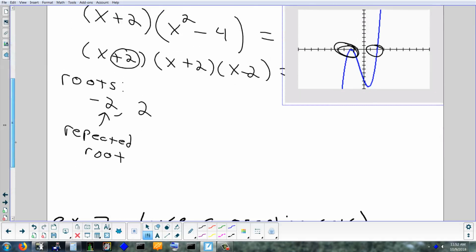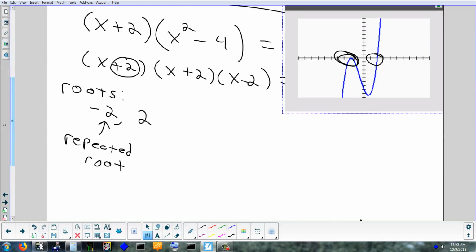Okay, it's repeated twice. When you write answers on a test, you don't have to write that it's repeated. You can just write that and you get full credit. Okay, but that's what repeated roots look like. They bounce, you just touch it and move away from it.